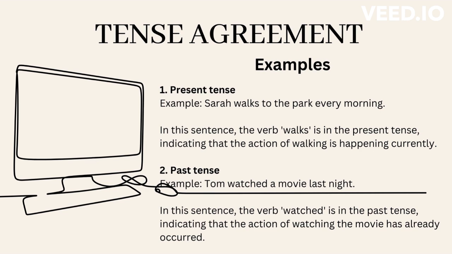2. Past tense. Past tense is used to describe actions that have already taken place in the past. Example: Tom watched a movie last night. In this sentence, the verb watched is in the past tense, indicating that the action of watching the movie has already occurred.